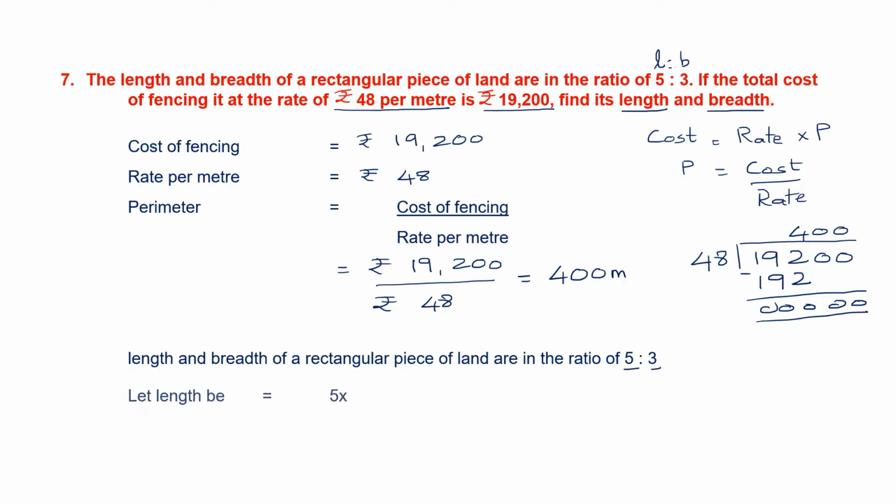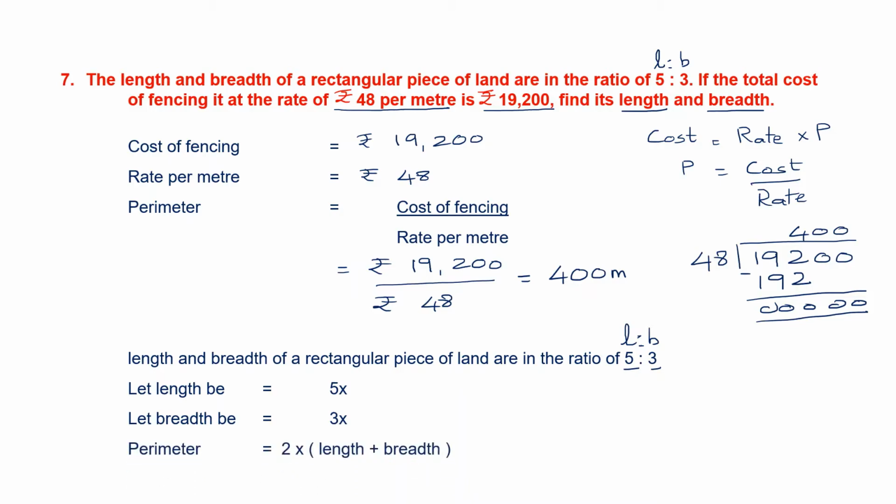So let us assume the length to be 5x because this is given first, and the breadth to be 3x because this is given next. So length is to breadth, we have 5x and 3x. Now perimeter is equal to 2 into (length plus breadth). Length is 5x and breadth is 3x. So this is 2 into (5x plus 3x), which is 8x.